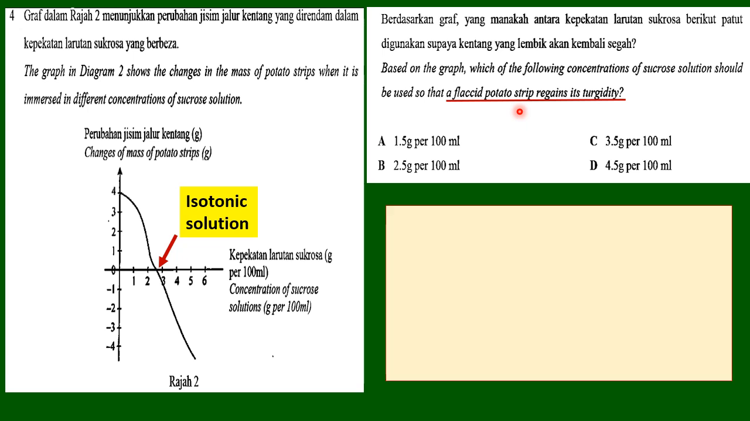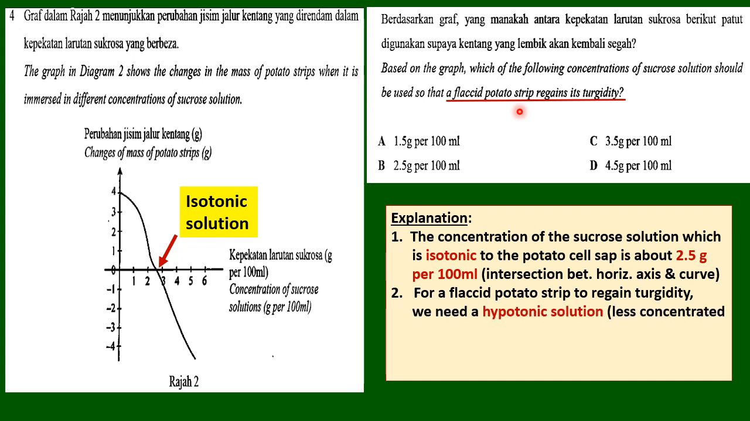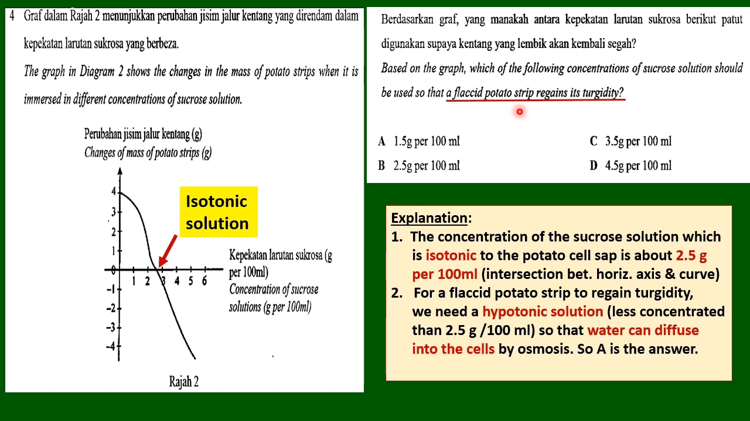Okay, let's read the explanation here. The concentration of the sucrose solution which is isotonic to the potato cell sap is about 2.5 grams per 100 ml, and it's the intersection between the horizontal axis and the curve. For a flaccid potato strip to regain turgidity, we need a hypotonic solution, which is less concentrated than 2.5 grams, or 2.6 grams, around there, per 100 ml, so that water can diffuse into the cells by osmosis.